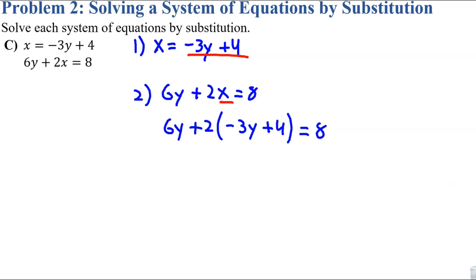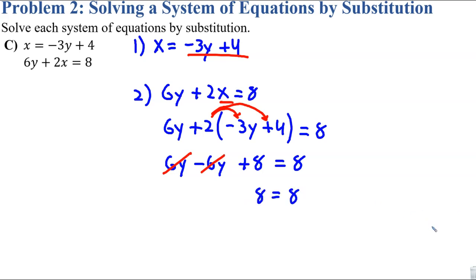Then let's take a look at what happens, why this is a special case. When I distribute, I'm going to end up with a 6y, 2 times negative 3 would be minus 6y, plus 8 equals 8. Now for this one, I've got a positive 6y and a negative 6y. Those are going to cancel, and I end up with just 8 equals 8. So 8 equals 8 is a true statement. We'd say it's a tautology.